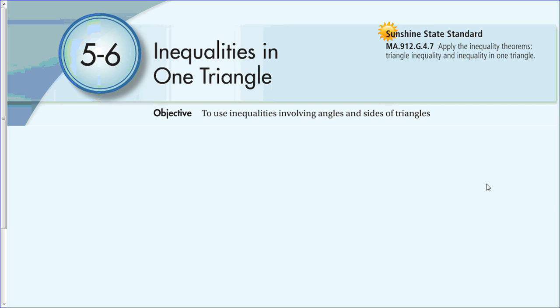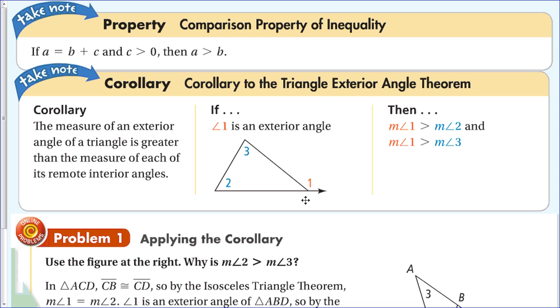5-6 inequalities in one triangle. So our objective: to use inequalities involving angles and sides of triangles. All right, let's get started. There's no new vocab for this lesson, so let's just dive straight into it.